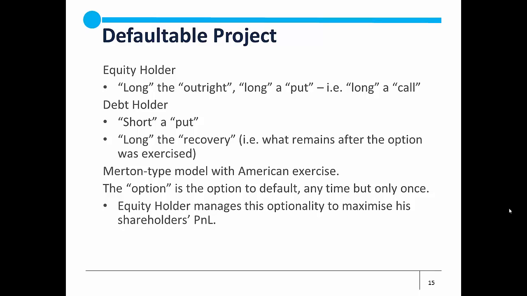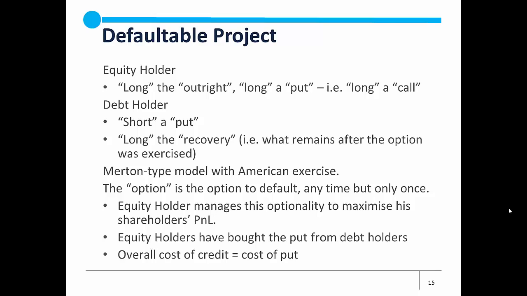He gets to pick the time of default, and he has to manage this optionality in a way that will maximize his shareholders' P&L. Now, sometimes that may be to default never, and sometimes that may be to default today, and sometimes that may be to just wait until something happens before he defaults. So the equity holders have effectively bought this put from the debt holders, and the overall cost of credit is the cost of this American put.